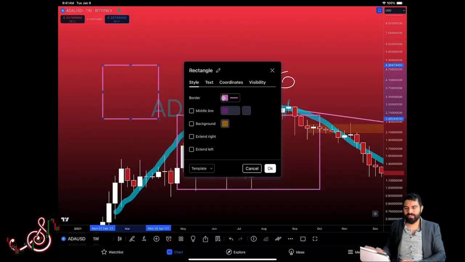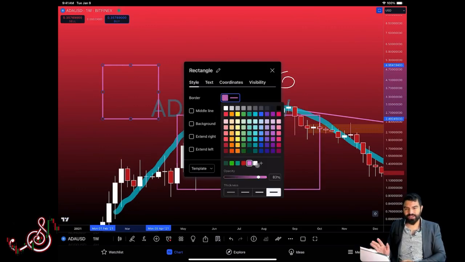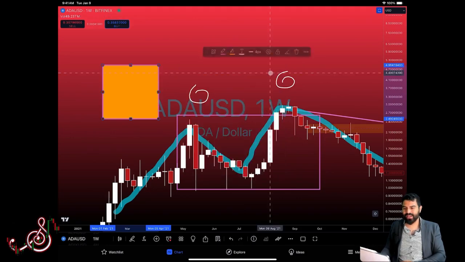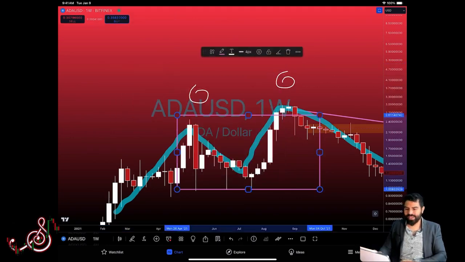Here's how I do it. Border, I choose the pink color. Okay, it's about right here. So at border, I can make that border thick, thin, or thinnest right here. But I like to leave it thick. Then for the background, I turn the background off so it's not blocking or coloring my candles. Otherwise, I won't be able to see my candles.